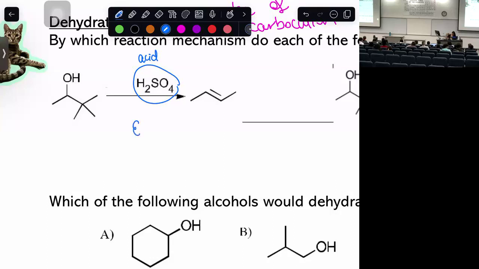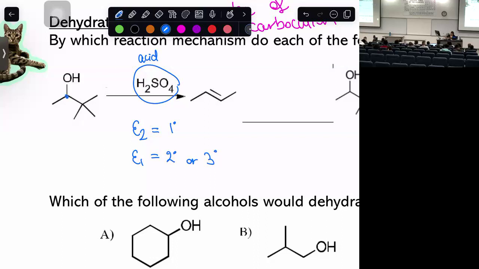And now, do you guys remember when to follow the E2 or E1 mechanism? No? Okay, so remember, if it's E2, it has to be everything in one single step. So if the alcohol is primary, it's going to choose the E2 mechanism faster. But if you have an alcohol that's secondary or tertiary, you're going to be following your E1 mechanism.